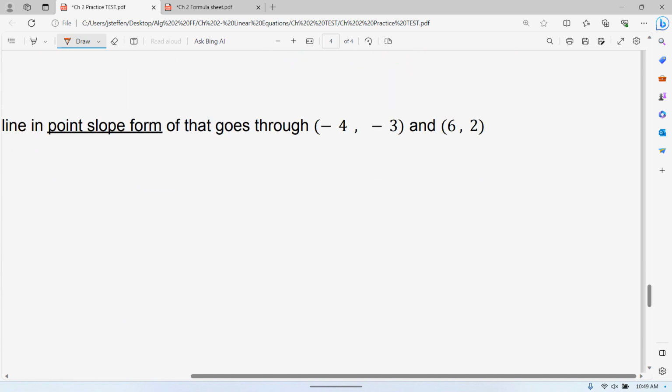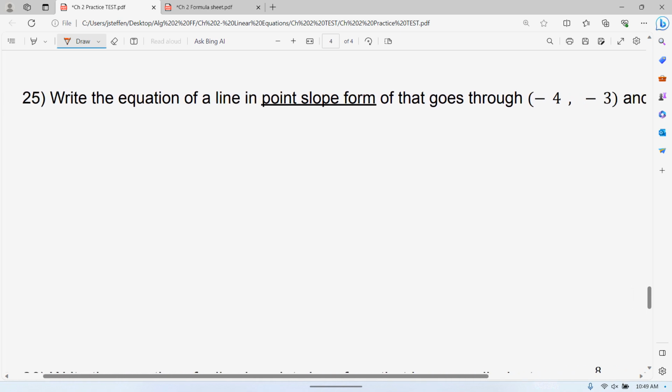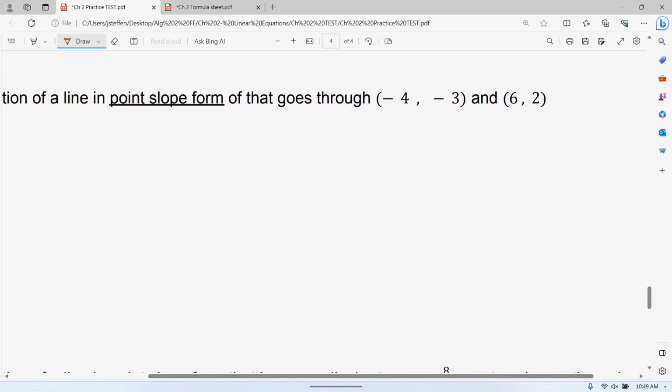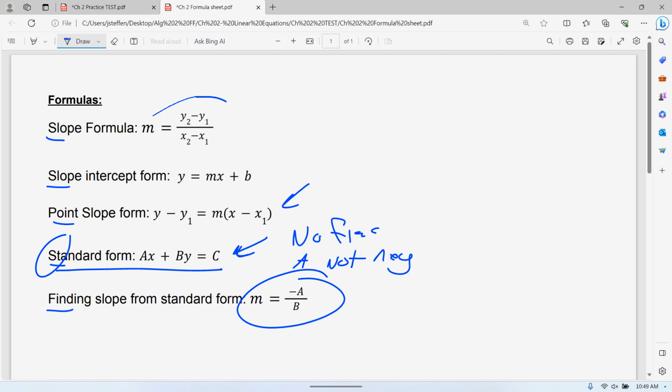Form that goes through these two ordered pairs. So for point-slope form, we already have a point. We have two of them. We don't have a slope. So the first thing you need to do is use your slope formula to find the slope. So this is my x1, y1, x2, y2. Not a bad idea to label those.